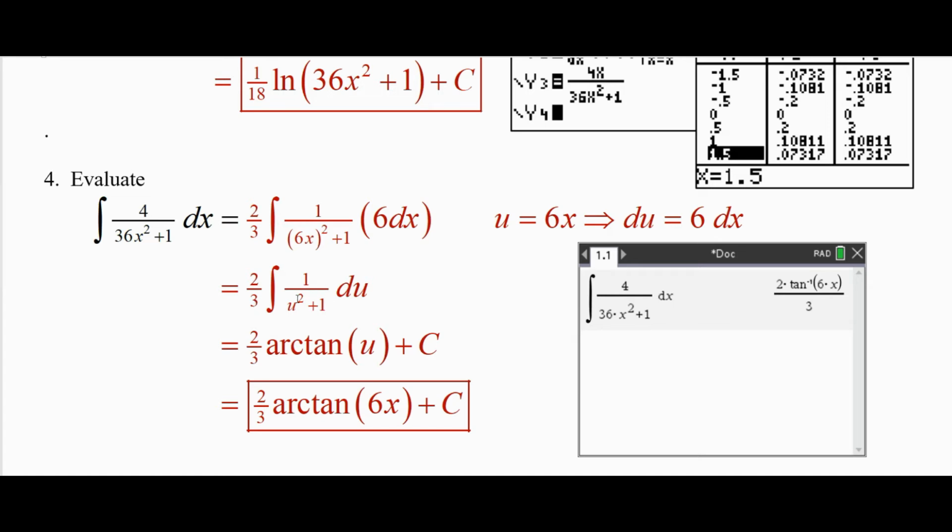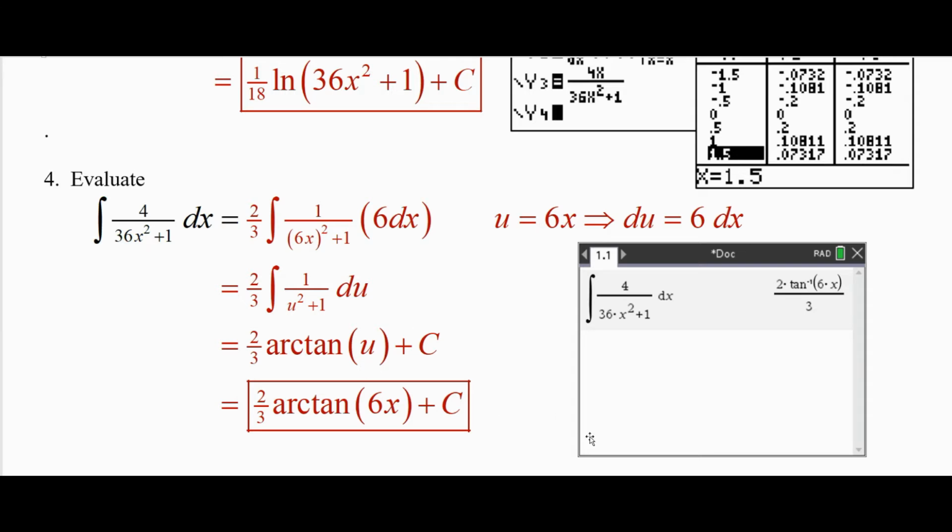And when you recognize that as the derivative of an arctangent function, so this is 2/3 arctangent of u plus c, which is the family of antiderivatives. And then, of course, we needed to switch the u back to x's to get 6x there for our final answer.